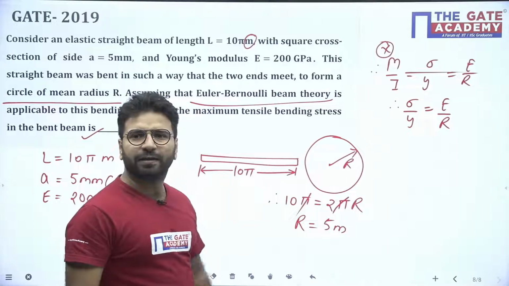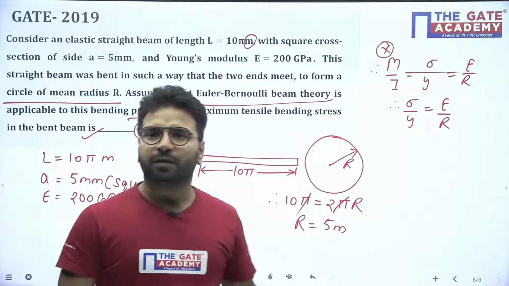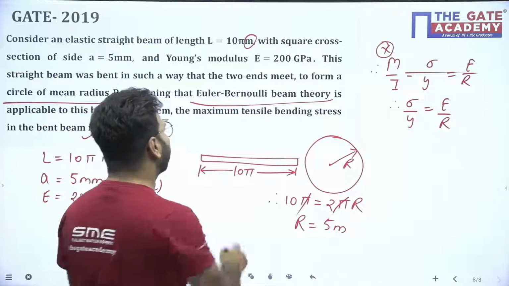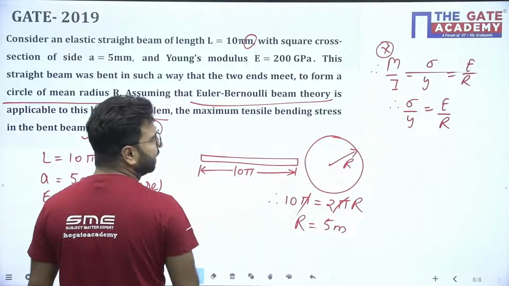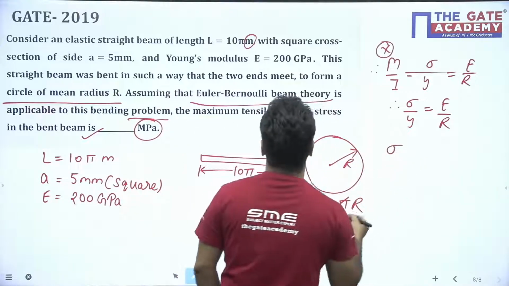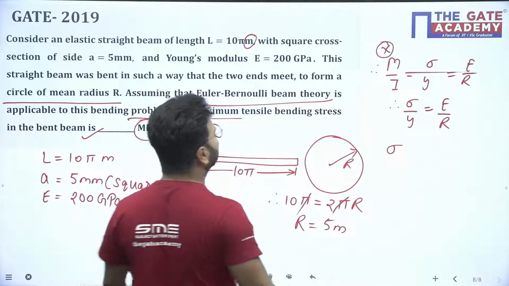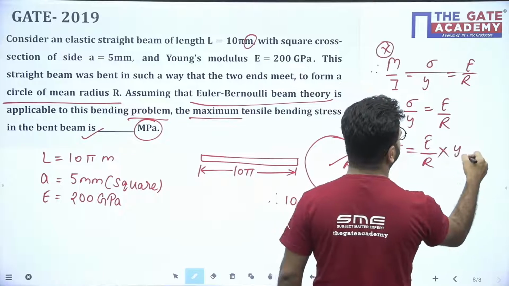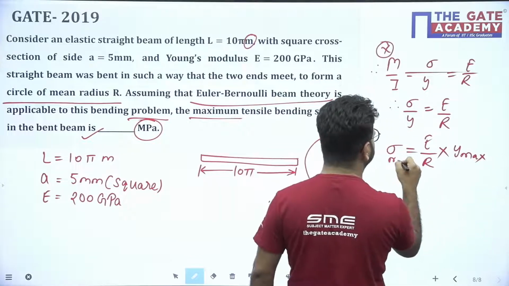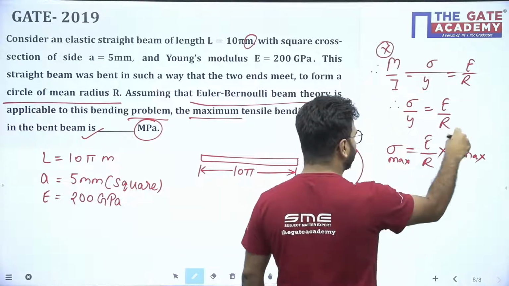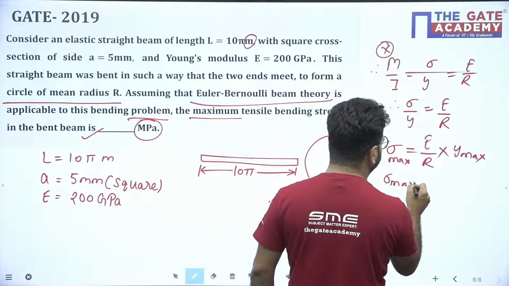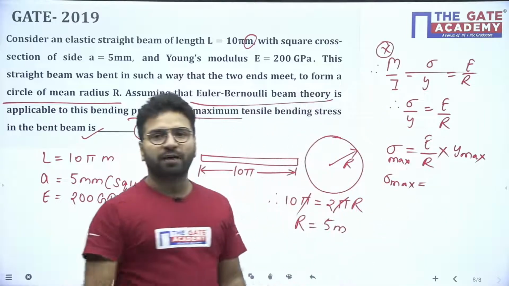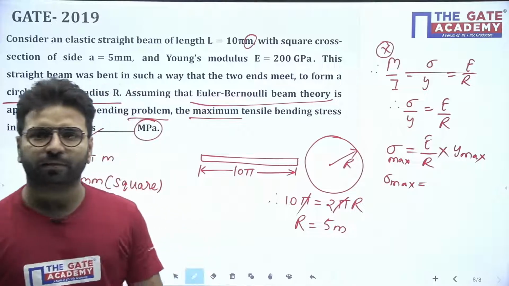R is known, E is known, everything is known. Very good, Bhagyashree. So tell me quickly what sigma is. And what we have to find is the maximum, so for the maximum, E upon R, y will also be maximum, because we want sigma max, and y must definitely be maximum. Put all the values and tell me how much it's coming. Very good, Mayank. Now it's correct.